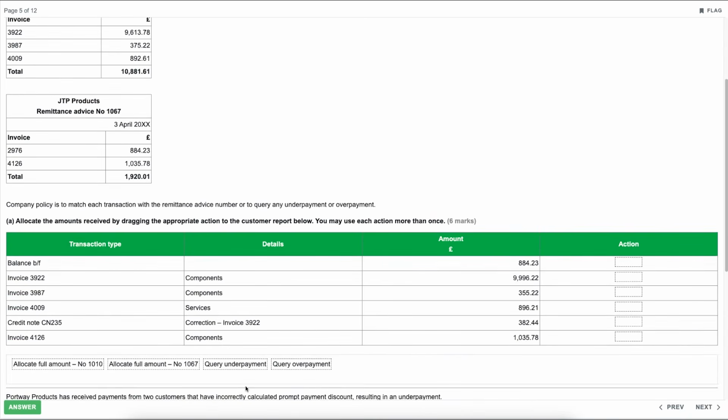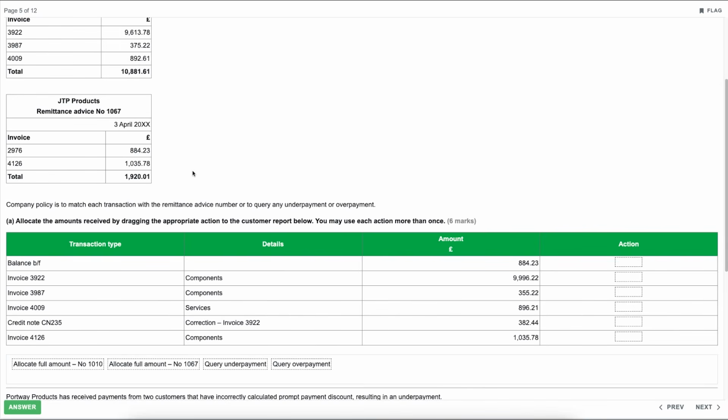So scrolling down, it says company policy is to match each transaction with the remittance advice number or to query any underpayment or overpayment. Part A, allocate the amounts received by dragging the appropriate action to the customer report below. You may use each action more than once and it's for 6 marks, so 1 mark for each action. Okay, so we can see we've got a number of transactions here and basically all we need to do for this is match them off against these invoices and each remittance advice in turn.